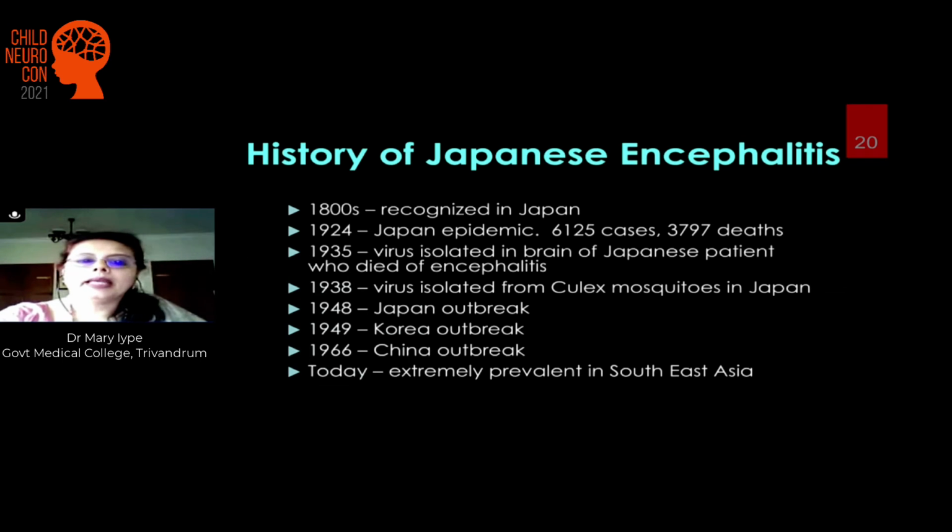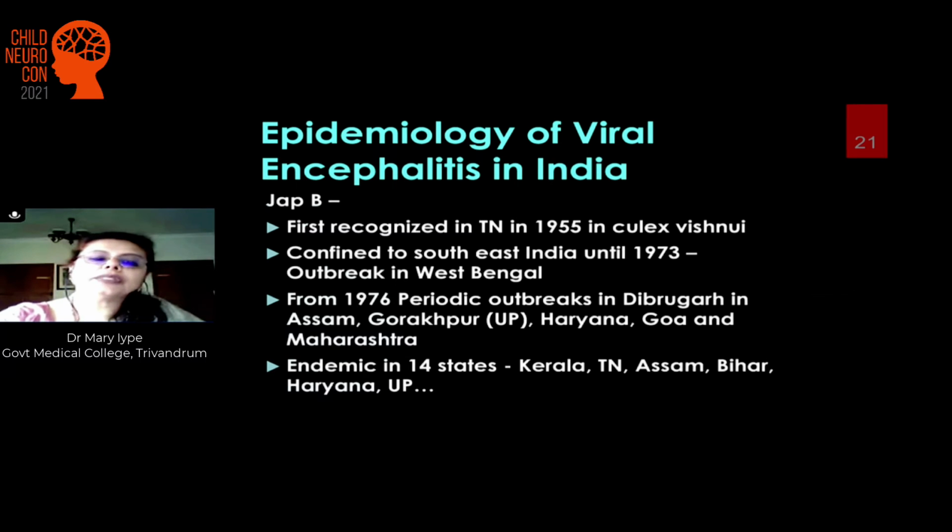The epidemiology of viral encephalitis in India: Japanese encephalitis was first recognized in Tamil Nadu in 1955 in Culex vishnui. It was confined to Southeast Asia and India until 1973, when there was an outbreak in West Bengal. From 1976, periodic outbreaks have occurred in Assam, Gorakhpur, Haryana, Goa, and Maharashtra, and now it's endemic in 14 states, including Tamil Nadu, Kerala, Assam, Bihar, Haryana, and Uttar Pradesh.